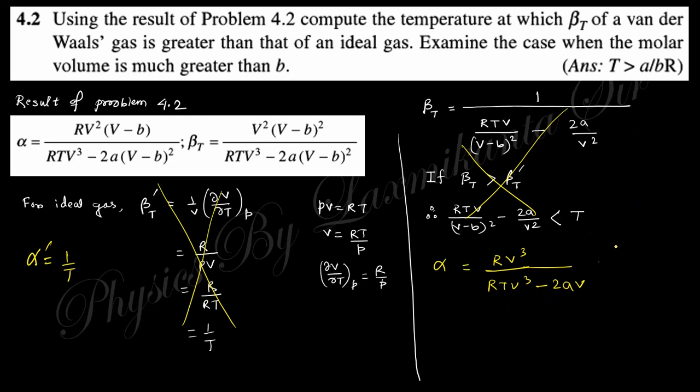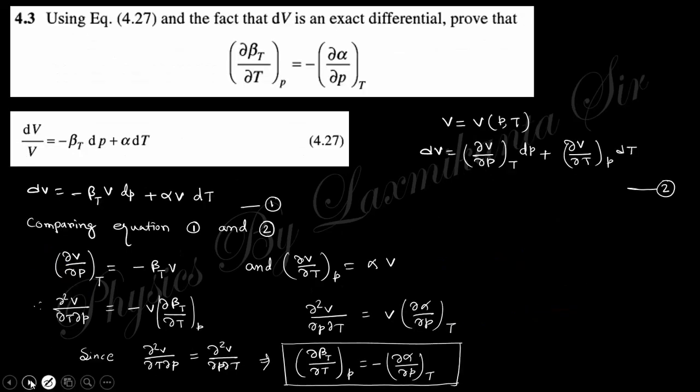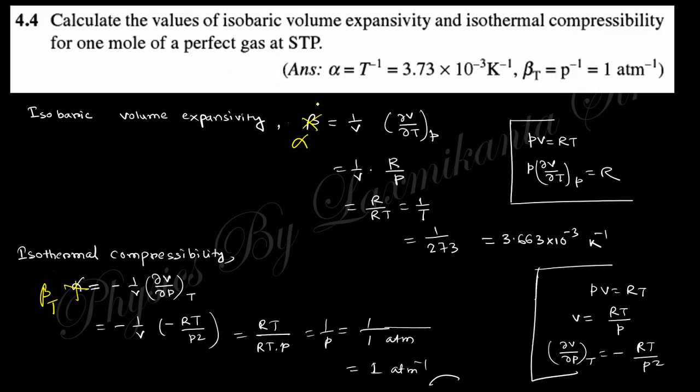I will try this one later. I think this notation will be interchanged here. Just check this. I will discuss it later if I can solve this problem. So this is alpha, beta, this is the solution, and you can see beta t is nothing but minus 1 by v del p at constant t. So this will be the answer.